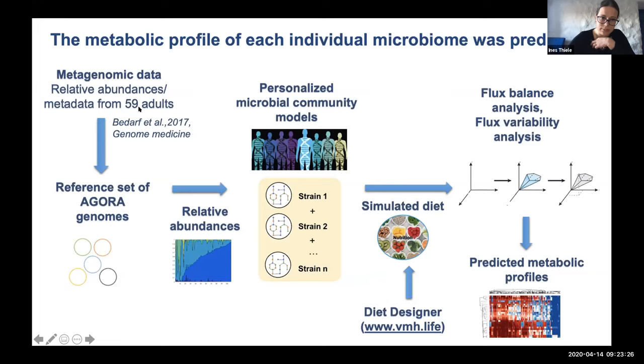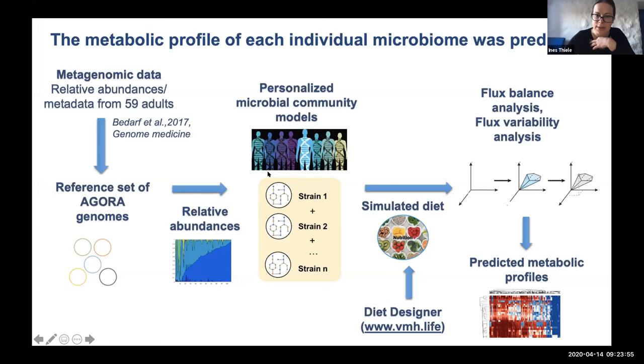That is shotgun metagenomic data. We mapped that onto our reference set of microbial reconstructions and their genomes. For each of the data points, we took the relative abundance and created for each individual and for each sample a microbial reconstruction containing the strains and their relative abundance as reported in the data.